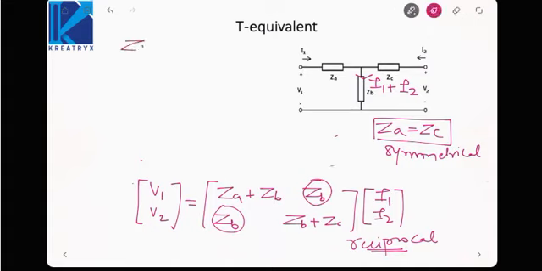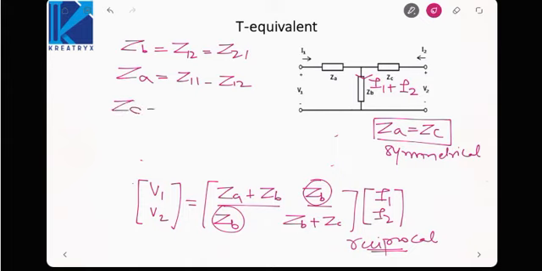Now if you want to express ZA, ZB and ZC in terms of Z parameters, then ZB is equal to Z12, which is also equal to Z21. ZA can be obtained as Z11 minus Z12, that is, if you subtract these two elements, you will get ZA. ZC can be obtained as Z22 minus Z21, that is, if you subtract these two elements.